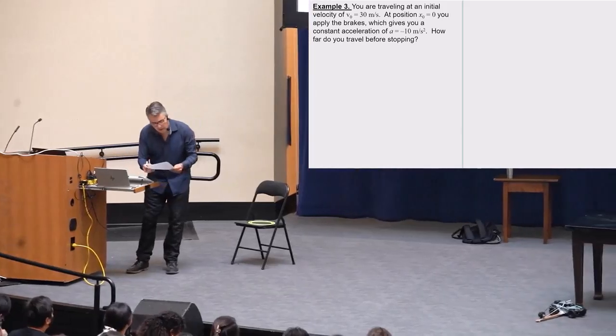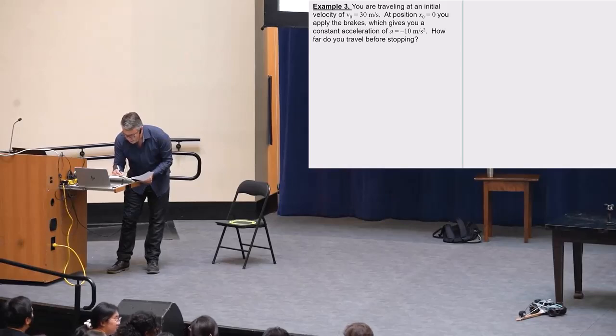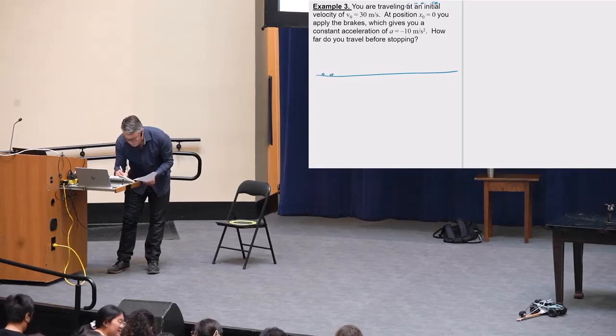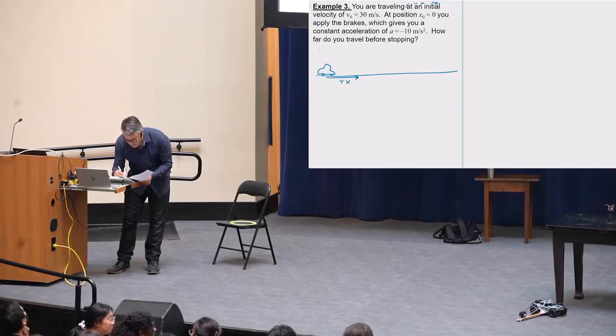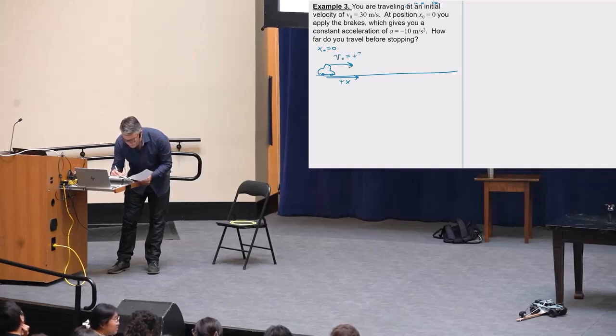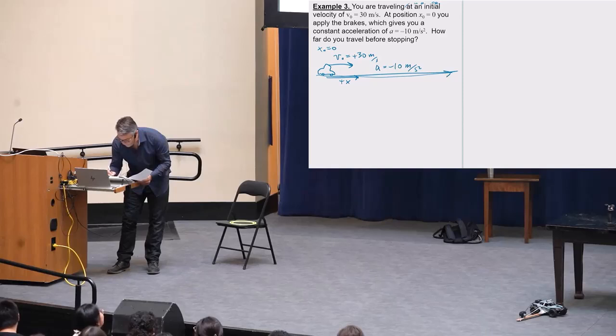Okay, example 3. You're traveling at an initial velocity of 30 meters per second, I would say in a car, because there's something about brakes. I think this was something we did before, isn't it? Let's define plus x to be to the right, x0 equals 0. And then v initial is plus 30 meters per second. At position x equals 0, you apply the brakes, which gives you a constant acceleration of a equal to minus 10 meters per second squared. Then it asks, how far do you travel before stopping?